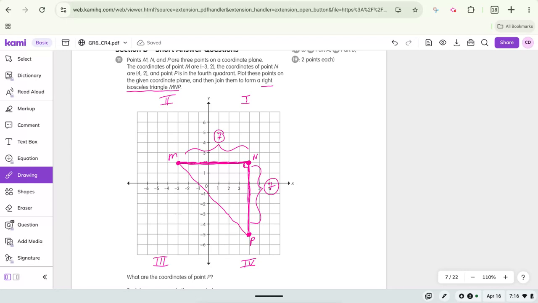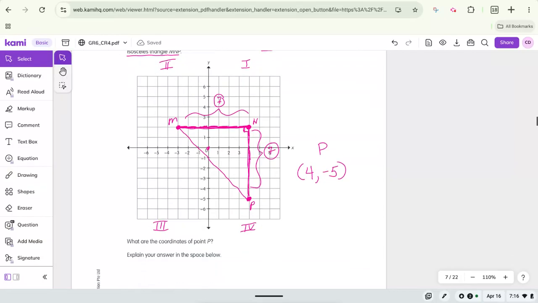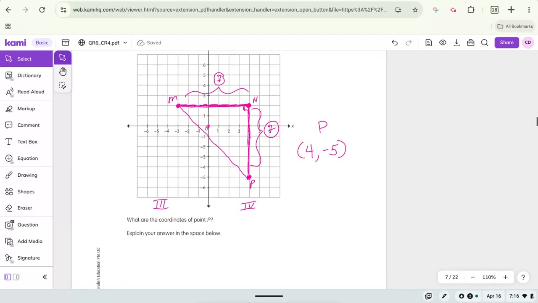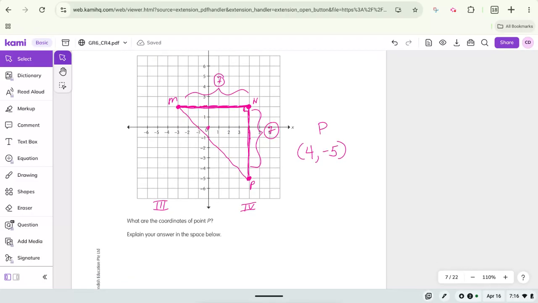To get to point P from the origin, you're going to go to the right 4 and go down 5. So point P has coordinates (4, -5). Now you will need to explain in words, because I believe that's part of it. It says, what are the coordinates of point P, and explain your answer.